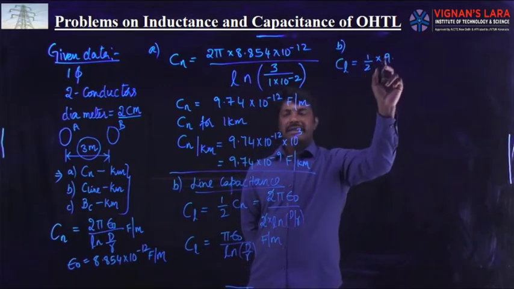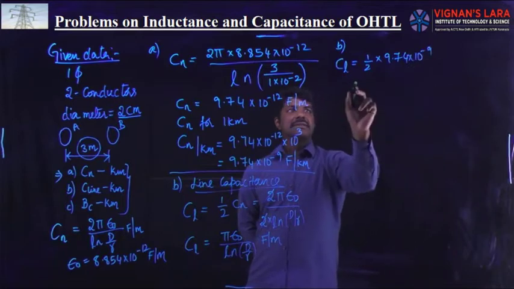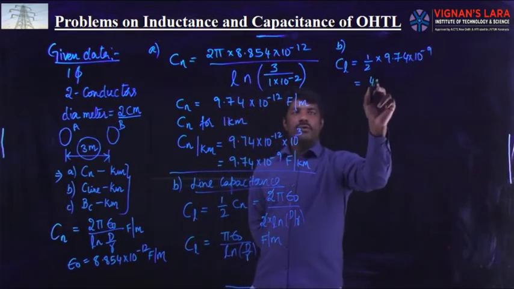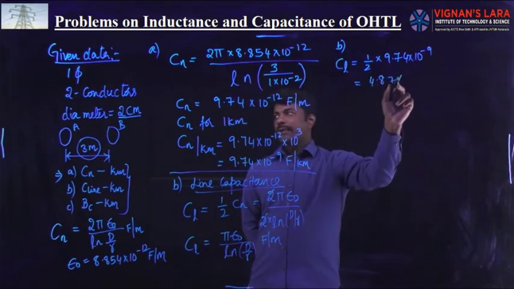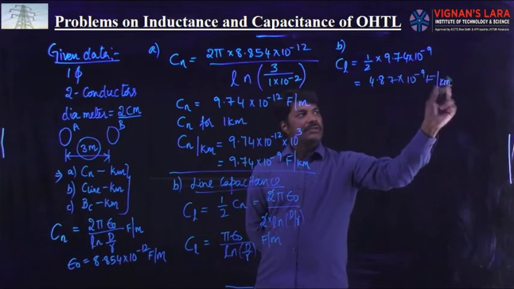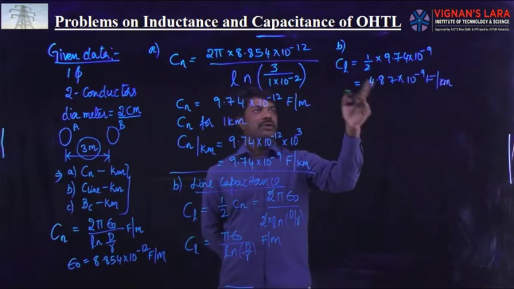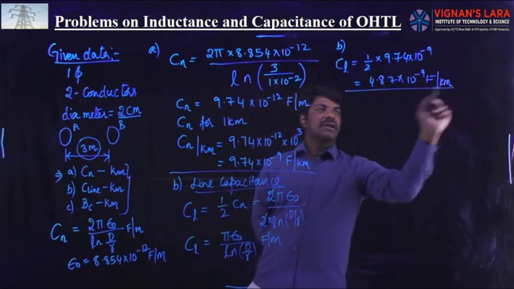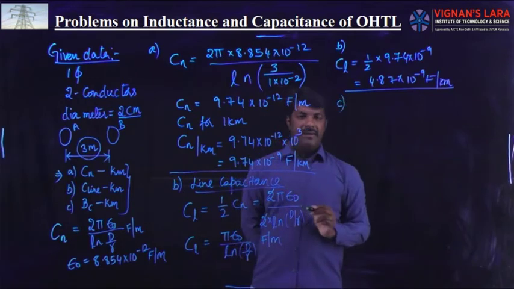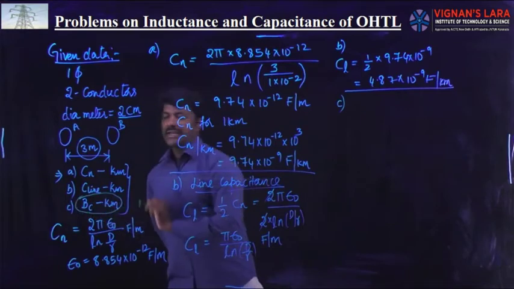For 1 kilometer length, directly I am keeping it here, so we get the magnitude as half of 9.74, which is equal to 4.87 into 10 power minus 9 farad per kilometer length. As I told you, we are solving for 1 kilometer length. For the same 1 kilometer length, we got the line to line capacitance also. That is the B part. And the C part, what they have asked us, is the susceptance of the transmission line.